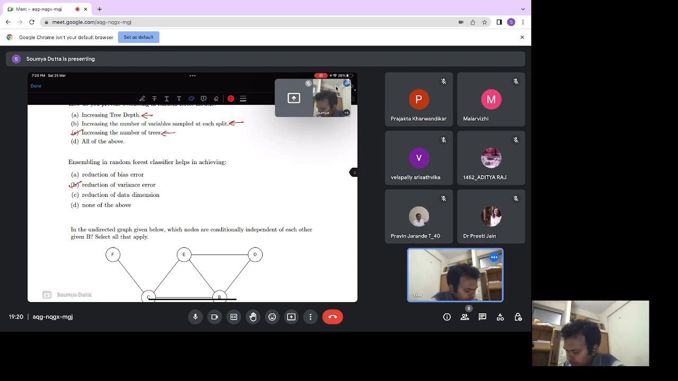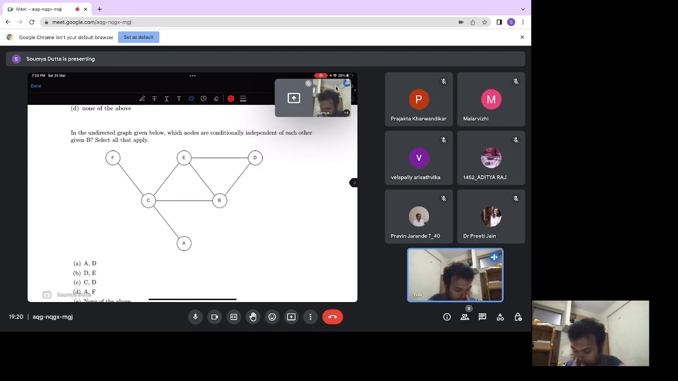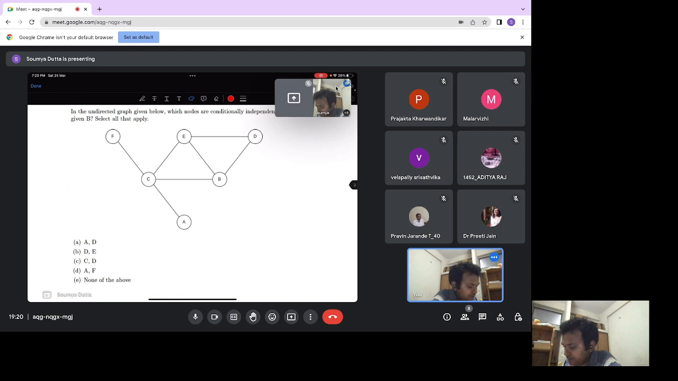Okay, so that completes the part about directed graphical models. The next part is about undirected graphical models. In the undirected graph below, which nodes are conditionally independent of each other? This is pretty easy to see, the rule is quite simple: you look at the two candidate nodes and see whether the node that has been given to you is the only path that connects one node to the other. That is the only thing you need to look at.